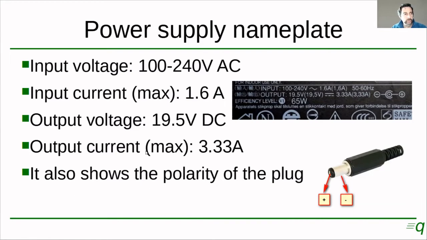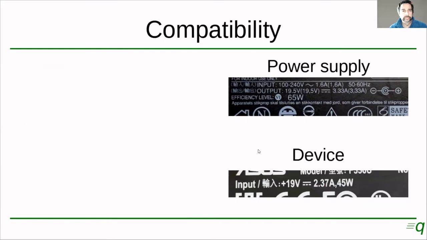Now, before we move to the next slide, I want to emphasize that the output current here is the maximum, right? 3.33 amps. Although it doesn't say here, this is the maximum current it can deliver. So if you connect this to something requiring less than 3 amps, it is okay, right? Actually, you should be connecting this to something requiring less than 3.33 amps. Otherwise, the power supply may shut down on you.